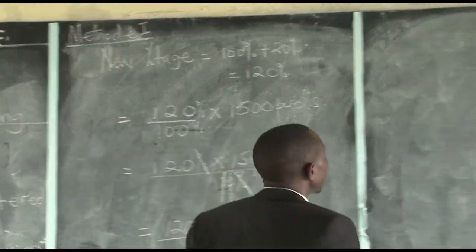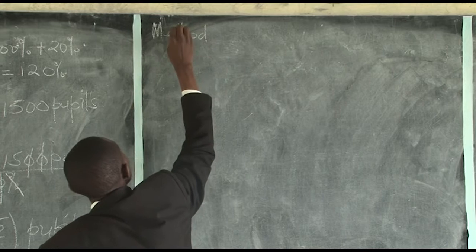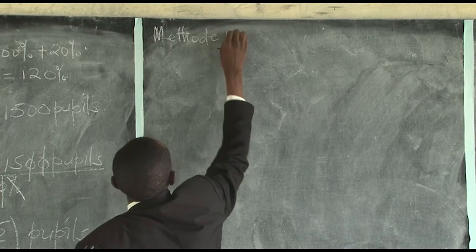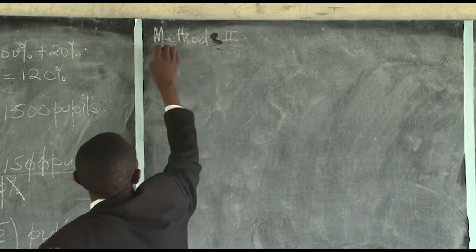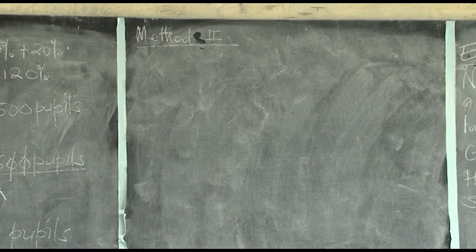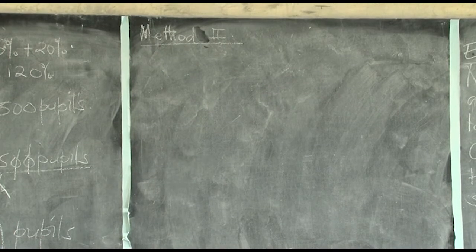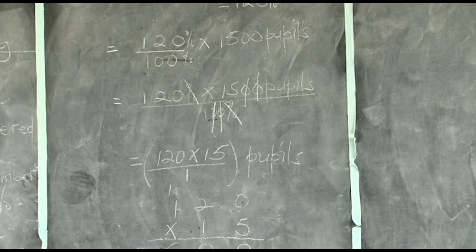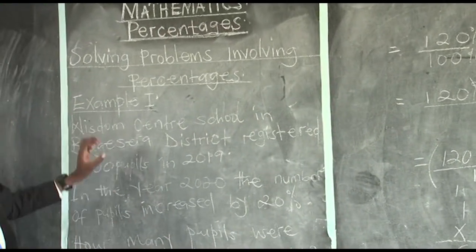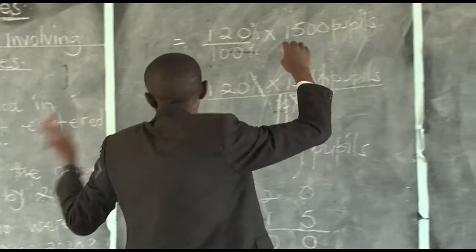Method one. Then let's look at method two to find out the same number. Method two. I want us to look at method two, and we see what we have to do. For method two, we want to first of all dilute the question the way it is saying. We are going to find, first of all, the original percentage, as we have already identified.